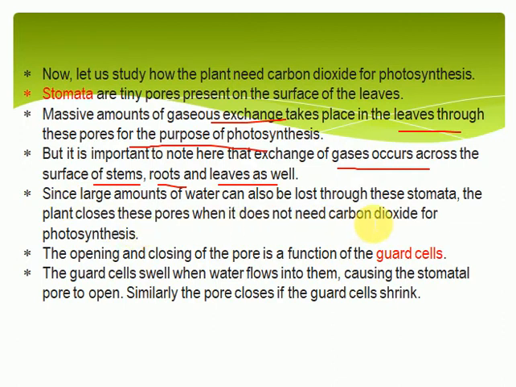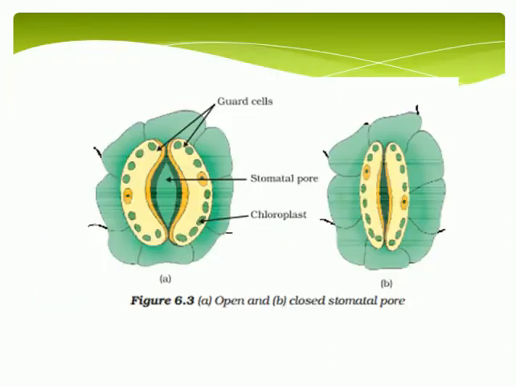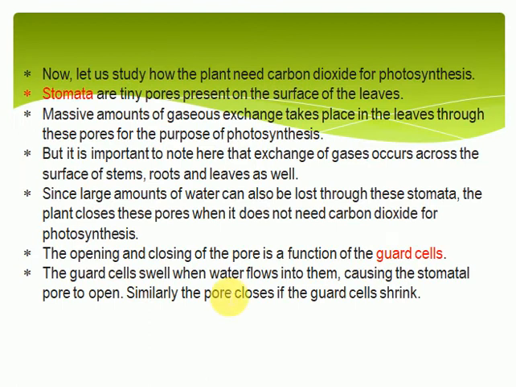Since a large amount of water can also be lost through these stomata, the plant closes these pores when it does not need carbon dioxide for photosynthesis. Like you can see in the diagram, they have shown you the closed stomatal pores. Through the open pore, water loss can also take place. So when it is not required that the plant should lose water, at that time the stomatal pore is closed. The opening and the closing of the pore is the function of the guard cells.